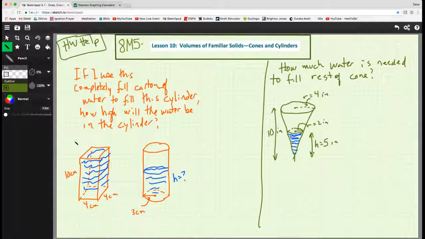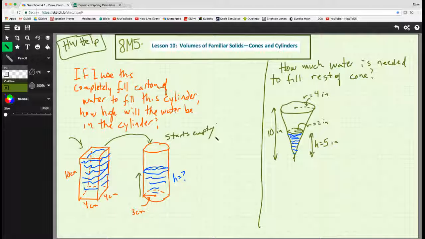Okay, so here's what I'm going to do. I have this carton of water that is completely full, and it is a rectangular prism. And I'm going to dump it into this. It starts empty, and we're going to fill this thing up in this direction. And then how high will it go is the question.